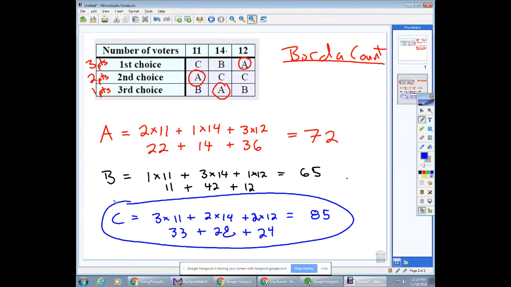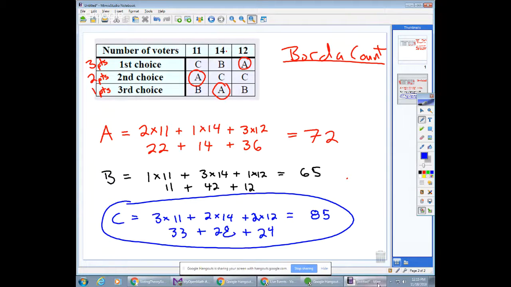Okay. And again, there's different ways to do this, and all the different methods aren't necessarily going to agree. So it's up to any group to decide how they're going to go about using a preference ballot to elect the winner, whatever that may be.